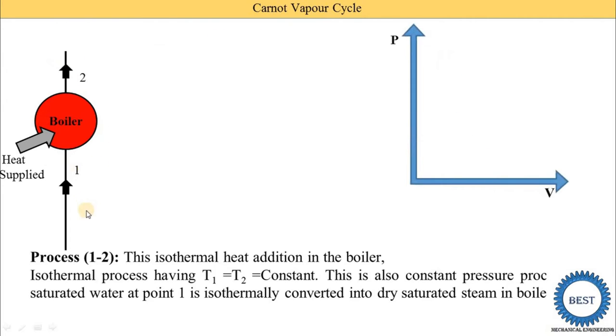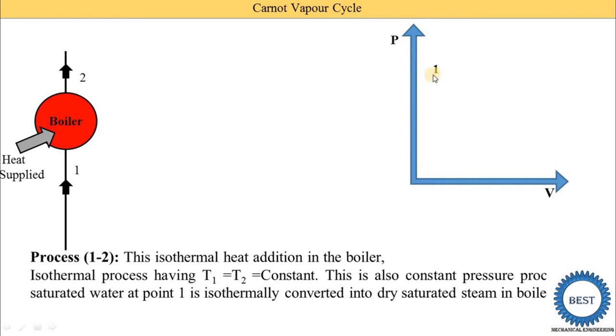Now we draw this 1 to 2 process on the PV diagram. On the y-axis pressure is there, on the x-axis volume is there. At the origin the values of pressure and volume are 0. When we move to the right on the x-axis, the volume increases. When we move upward on the y-axis, the pressure increases. So in the boiler, what happened? That is isothermal heat addition. With isothermal heat addition, the pressure of the water also remains constant, and when water is converted into steam, its volume increases.